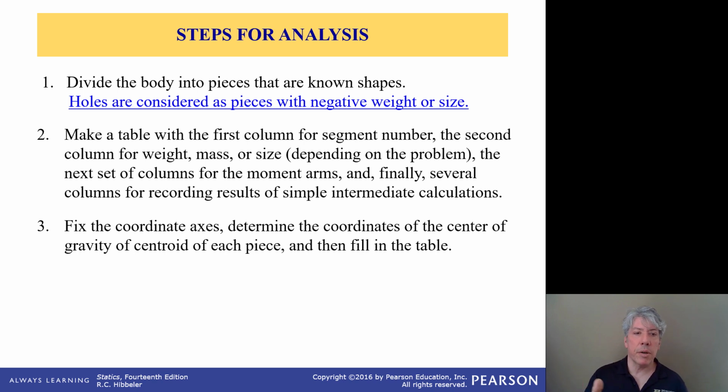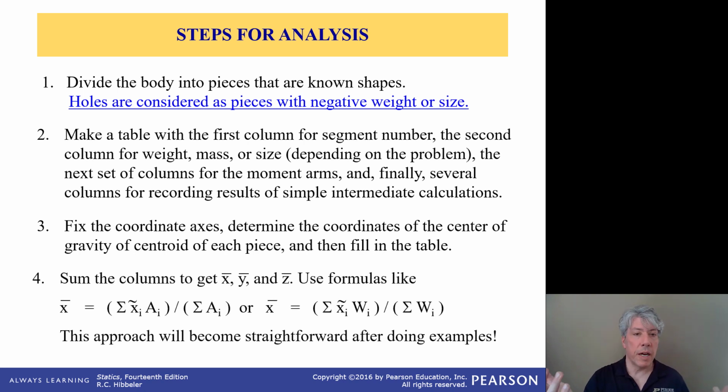So we've got to decide on a coordinate system and, of course, locate the coordinates of the center of gravity or the centroid for each of the pieces. So then finally, we just sum the columns to get X bar, Y bar, Z bar by using the formulas, and it's pretty easy. I know this list seems a bit confusing, and maybe the idea is a little bit confusing, but I think with some examples, you'll see how easy this is.